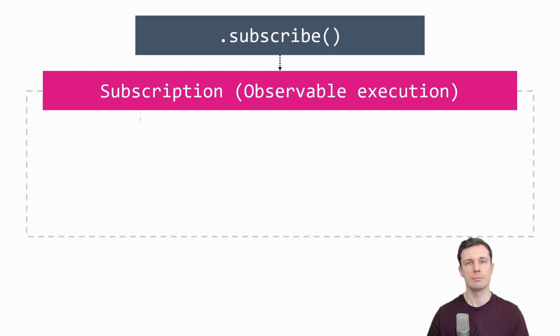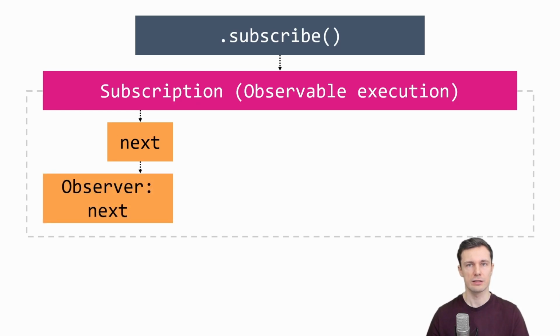The first and probably the most important one is the next notification used to emit values. Each time a new value, a new next notification is emitted by the observable, it is passed to the observer's handler for the next notifications. And after the next notification gets handled, the observable's code will continue and will be able to further emit values.